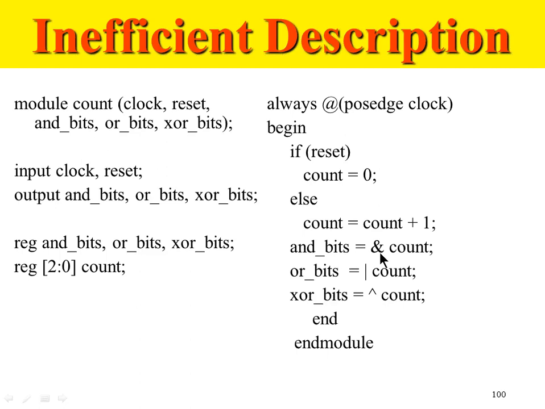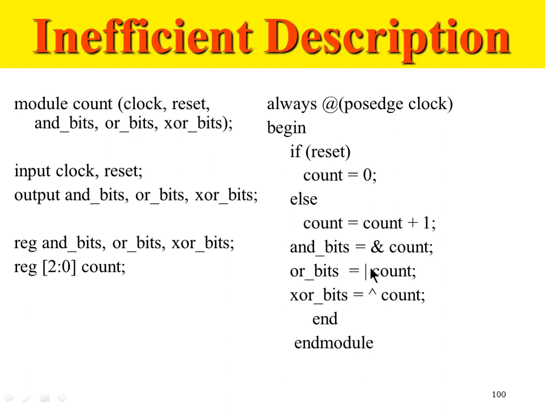Then AND bits is equal to AND count. This is a unary reduction operator, as we call it, if you remember from the operator section. So AND bits equal to AND count means it's a unary reduction operator. How does it work? Count is 3 bits, 2 down to 0. So the second bit here will be ANDed with the same register's first bit. The result will then get ANDed with bit 0. And finally the whole thing will generate a single-bit result, which will then be assigned to AND bits.